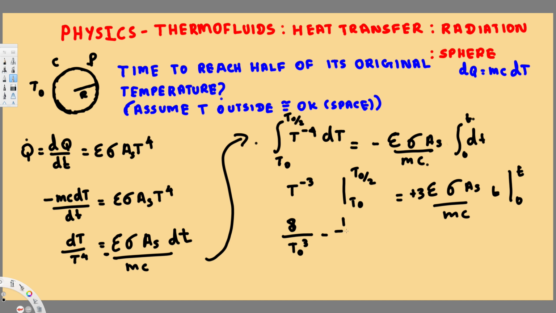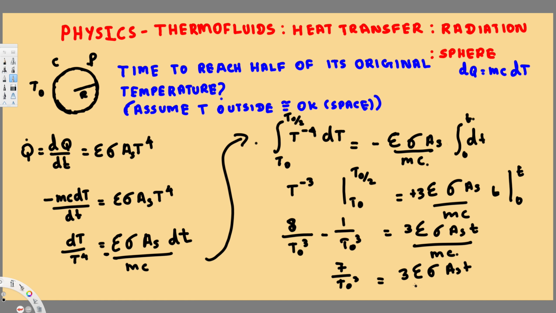And on the other side, we have 3 epsilon sigma A_s, and then we have t. When we have t, it's going to be t, and when we have 0, the whole thing is going to be 0, so we can just write t right here. And in the bottom we have m c. Now let's simplify. This is going to be 8 minus 1, which is 7 over T naught cubed, and that's equivalent to 3 epsilon sigma A_s t over m c.